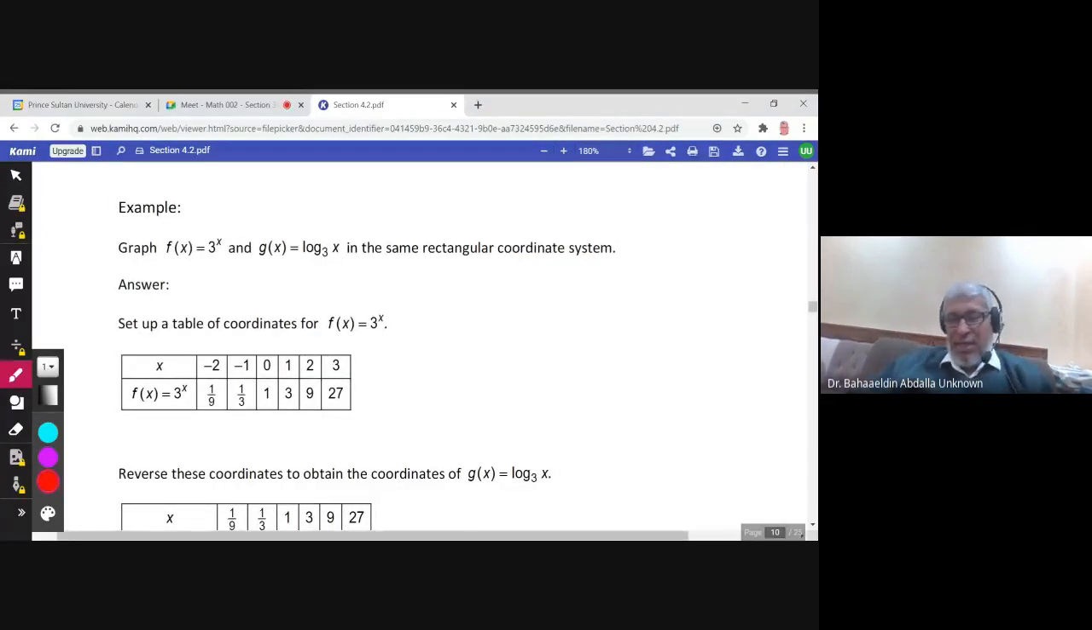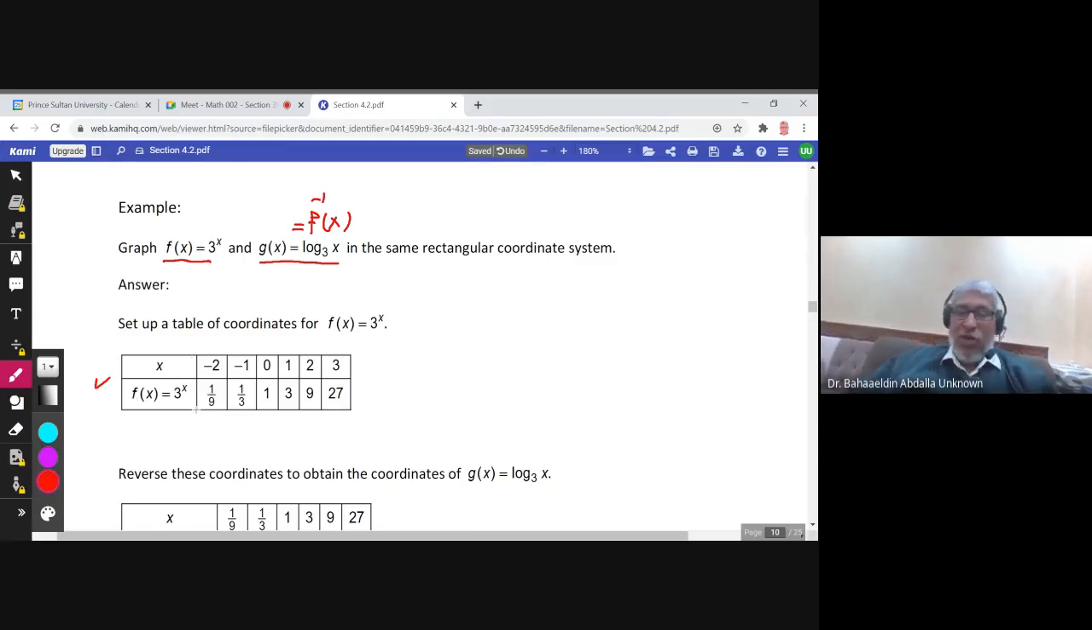This is an exercise. Sketch the graph of f of x equals 3 to the power x, and log x to the base 3. You should know that these two functions are inverses of each other. So in fact, g of x is f inverse of x. And that's why we make a table of coordinates of f of x.